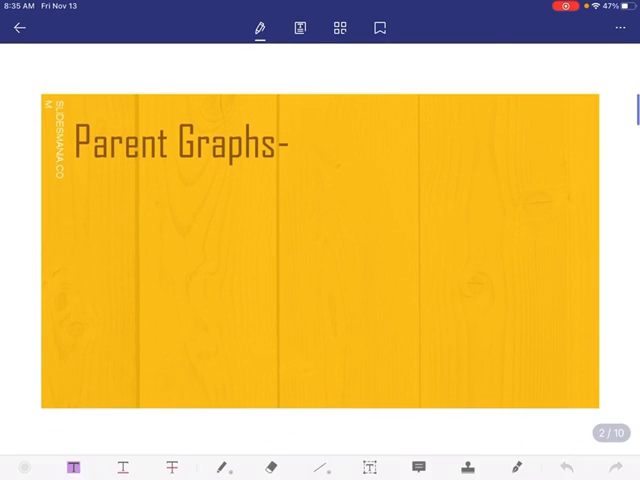So remember that our most basic graph that we can look at is called our parent graph. And for our exponentials and logarithms, we also have a parent graph. However, it's a little bit different. So with our exponential, remember that means we have an exponent, but our exponent has to be the variable. And our logarithm is going to be the inverse of our exponential function.